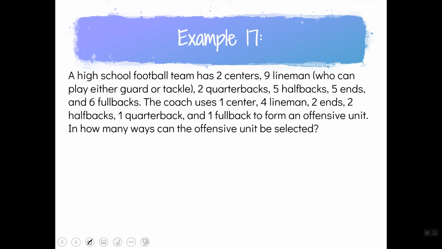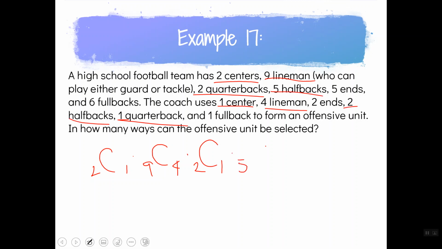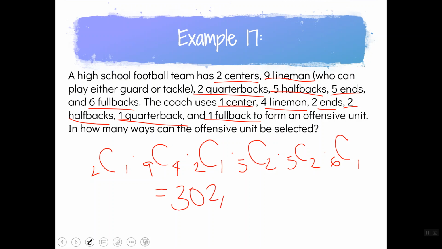So this is more reading comprehension than anything. From 2 centers, you're picking 1. From 9 linemen, you're picking 4. From 2 quarterbacks, you're picking 1. From 5 halfbacks, you're picking 2. From the 5 ends, you're picking 2. And from the 6 fullbacks, you're picking 1. So you end up with 302,400. Lots of combinations.